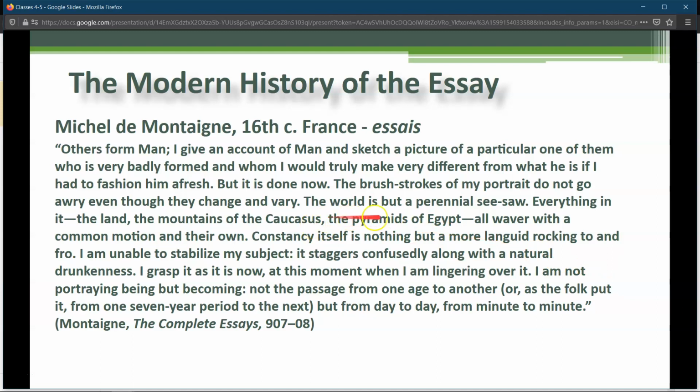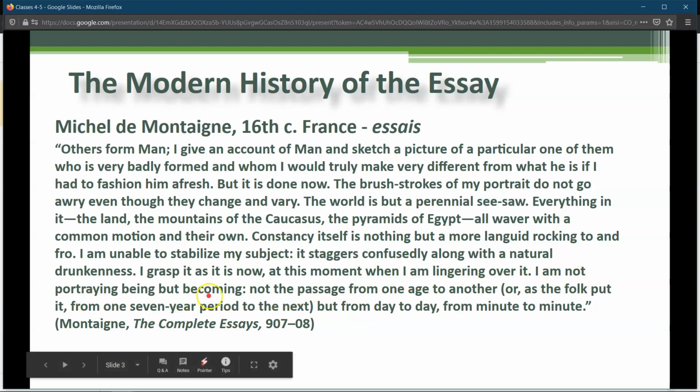So in this quote, he says, "The world is but a perennial seesaw, everything in it, the land, the mountains, the pyramids of Egypt, all waver with a common motion and their own. Constancy itself is nothing more but a more languid rocking to and fro. I am unable to stabilize my subject. It staggers confusedly along with a natural drunkenness. I grasp at it now at this moment when I am lingering over it. I am not portraying being but becoming. Not the passage from one age to another, or as the folk put it, from one 7-year period to the next, but from day to day, minute to minute."